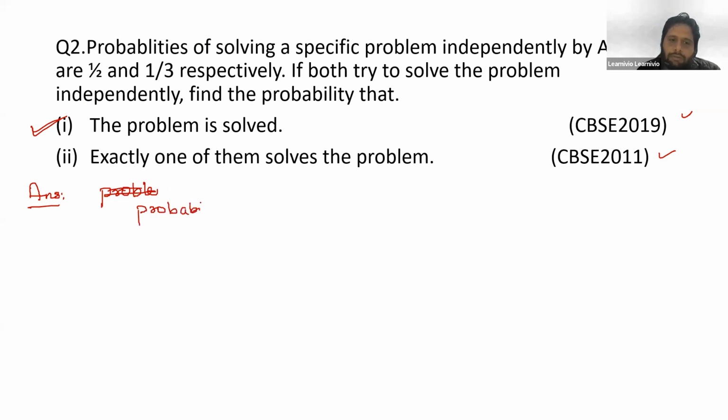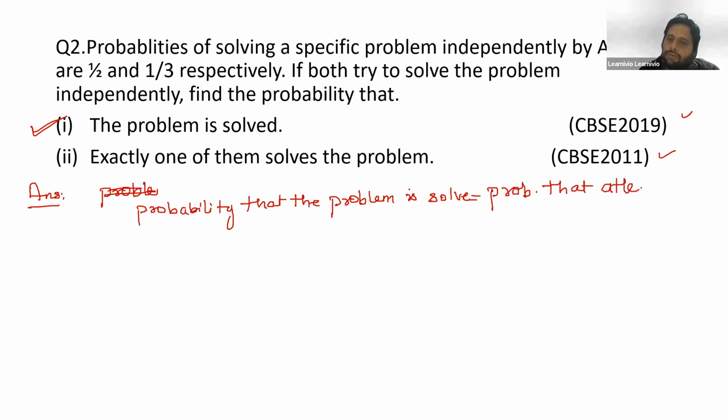Is it correct if I say the probability that the problem is solved is equal to the probability that at least A or B will solve the problem? Okay, why am I saying at least? Because if only A will solve the problem. Oh, okay, Fatah, I will check your answer.